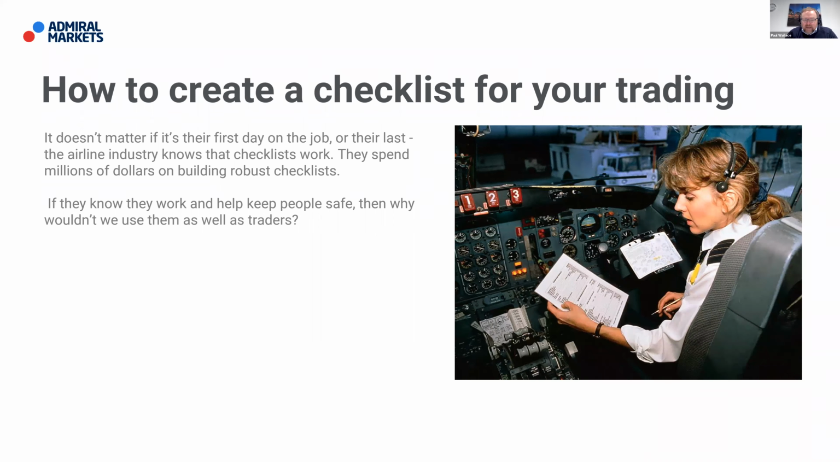And the actual industry itself, so the big aircraft manufacturers, so you're probably looking at Boeing and Airbus, they spend millions and millions of dollars on building robust checklists to help aircrew. They spend an absolute fortune on it because it works. All right, so if they know that it works and they know that it helps keep people safe, well then what can we learn from that as traders?